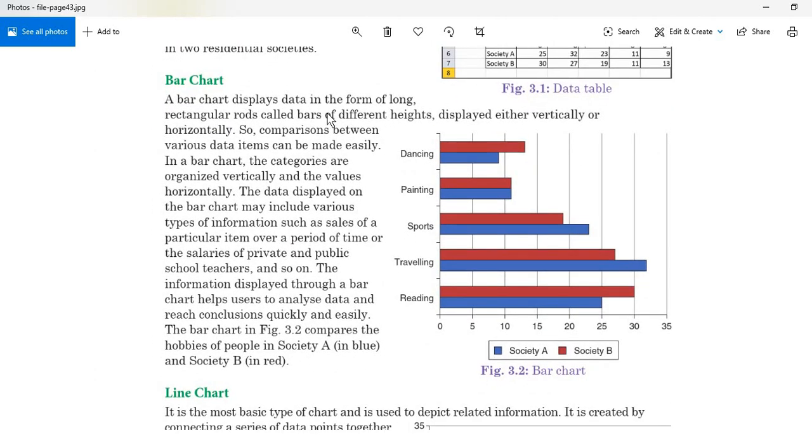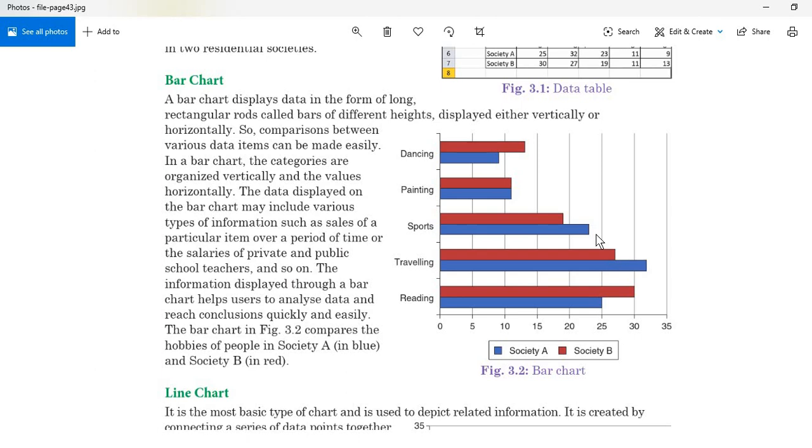A bar chart displays the data in the form of long rectangular rods. See, these are the long rectangular rods which are called bars of different heights. See, this is a height, this is a height, this is the same height, both of those two. This is also a height and this is another height. So these are of different heights, displayed either vertically or horizontally. Why this line is said, you will understand within 5 minutes actually, because I am going to tell that, because that is also a type of chart.